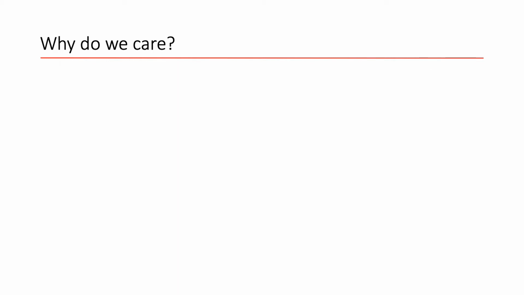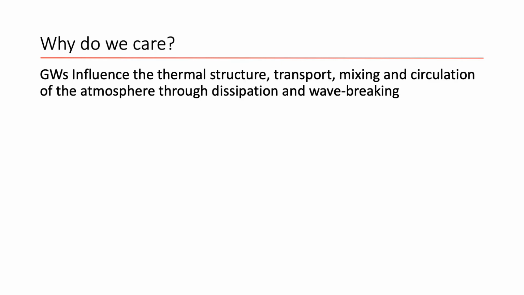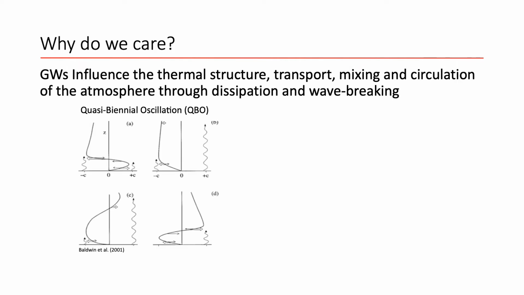So through the deposition of its energy and momentum, gravity waves can influence the thermal structure, transport constituents, and provide mixing and circulation of the atmosphere through these dissipation and wave breaking processes. One consequence of this is the quasi-biennial oscillation, a 2-yearly reversal of the mean zonal winds in the tropics caused by directional forcing of gravity waves over time.